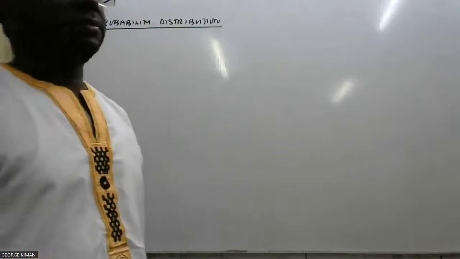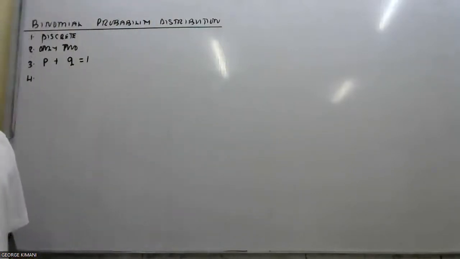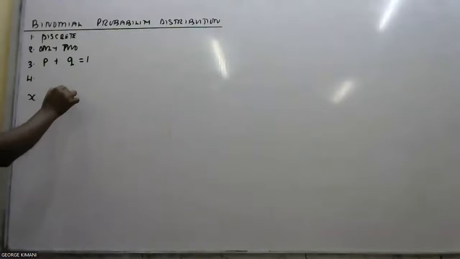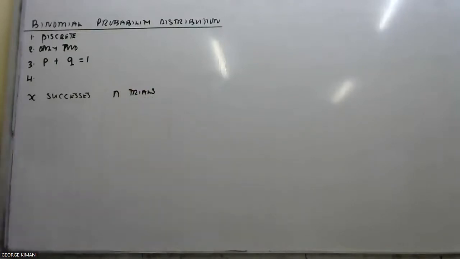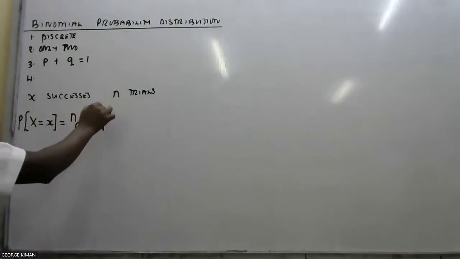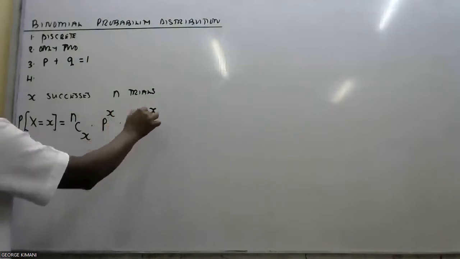If the above characteristics are satisfied, the probability of getting X successes after undertaking N trials is computed as: the probability that X capital is X small is N combined X, P raised to power X, Q raised to power N minus X.